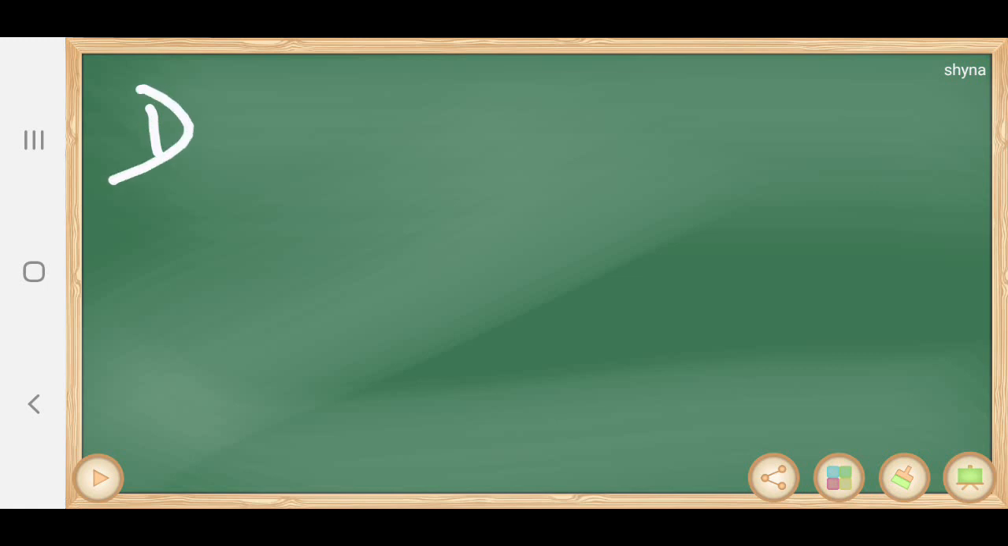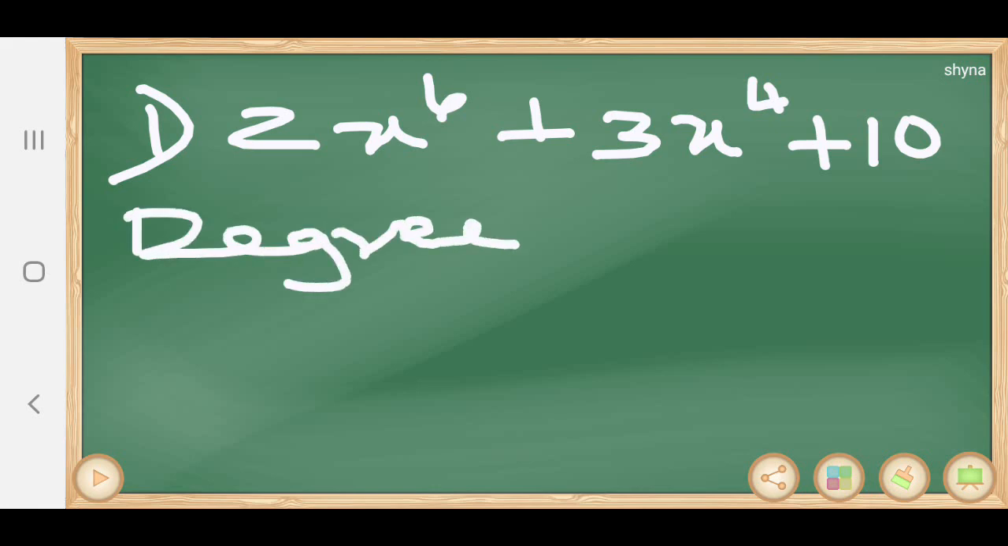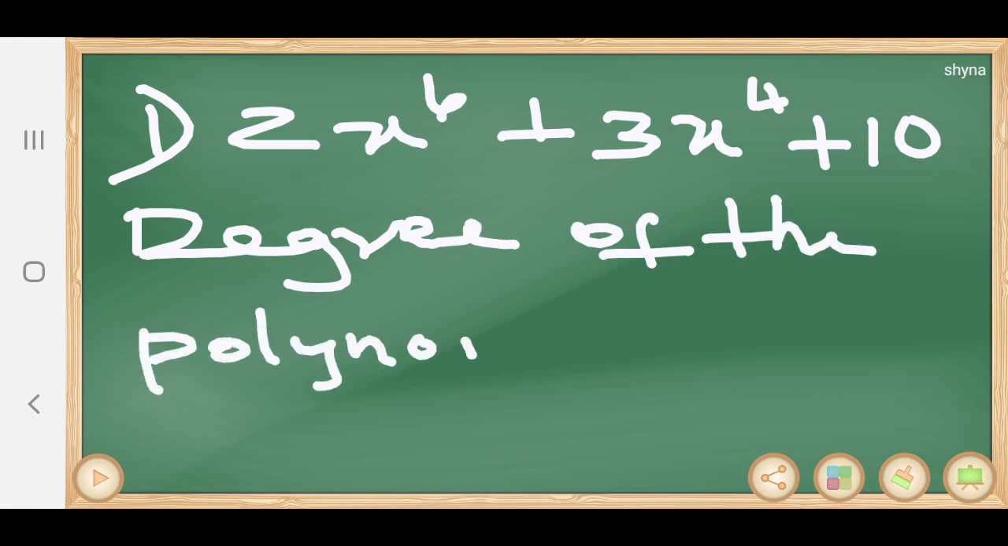Example 1. Write: 2x raised to 6 plus 3x raised to 4 plus 10. Below that, degree of the polynomial equals 6. Everyone understood why 6? There are 2 powers here, 6 and 4. The highest one is 6, so the degree of the polynomial equals 6.